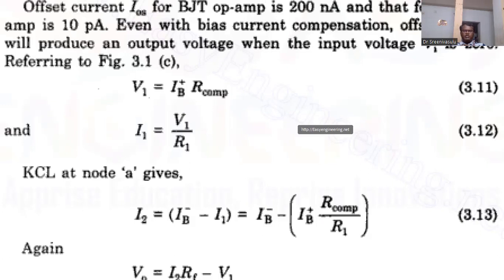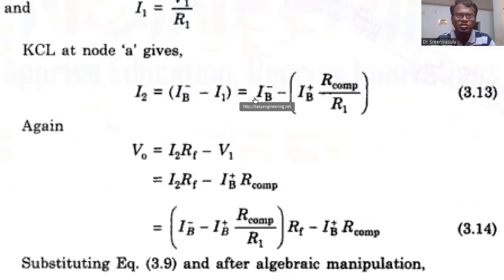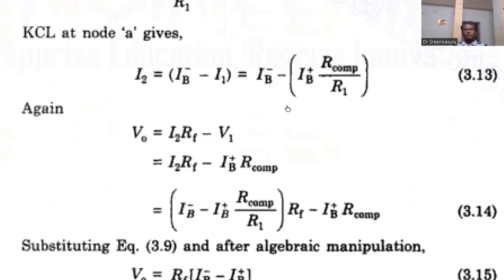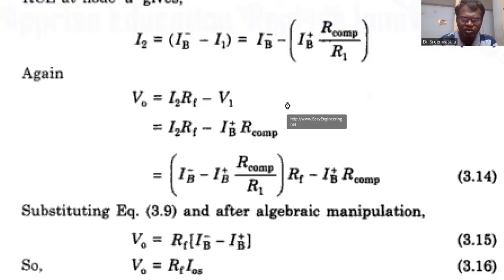I1 is IB plus R compensation by R1. So if we do this substitution here, V0 is equal to I2 into RF minus V1. I2 RF minus V1 is IB plus into R compensation. Now if you substitute this I2 value, previously we have seen I2 value is IB minus IB plus into R compensation by R1 into RF minus IB plus into R compensation. We substitute all these things.